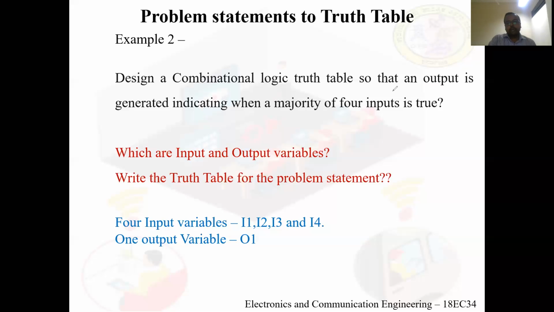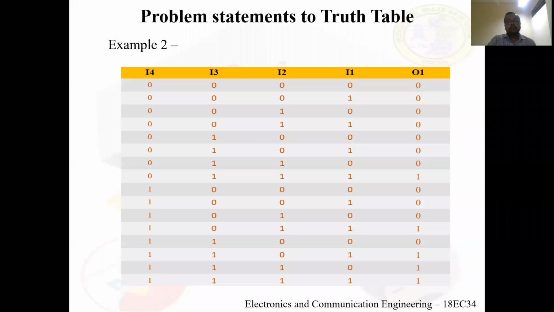So what are the input and output variables for this one? As it says, there are 4 input variables. I will take the 4 input variables as I1, I2, I3 and I4. And there is one output variable. I take it as O1. Now construct the truth table for this one.